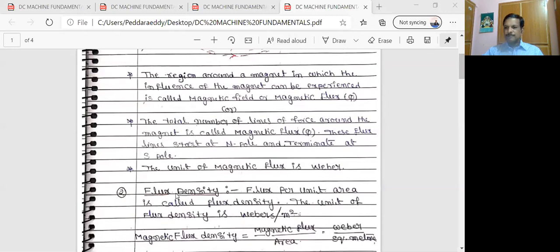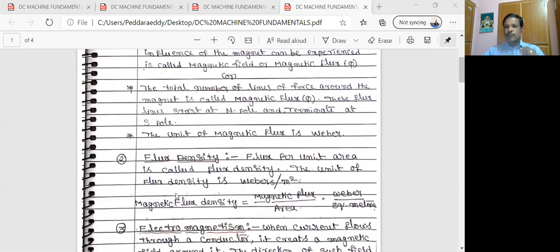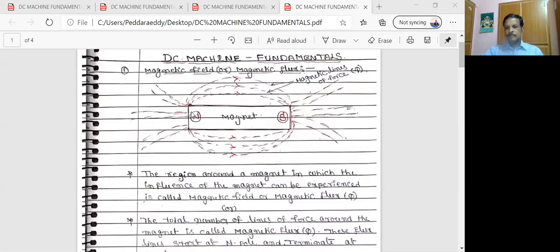Flux density. Flux per unit area is called flux density. The unit of flux density is Webers per meter square. Coming to the diagram, the magnetic field means the region around the magnet.